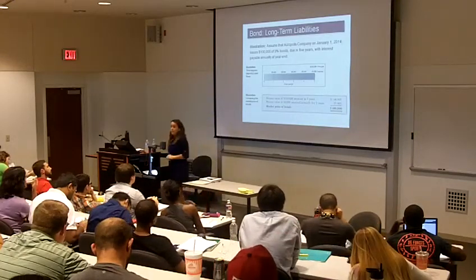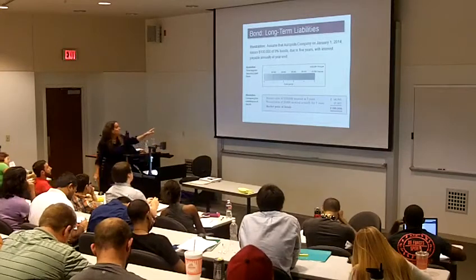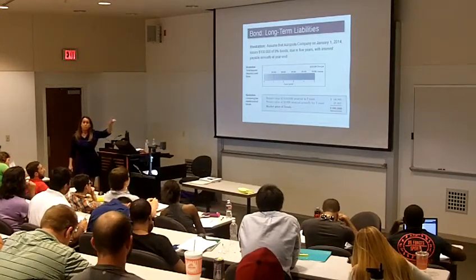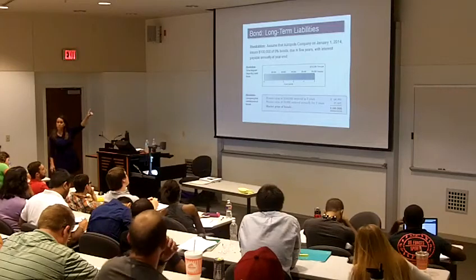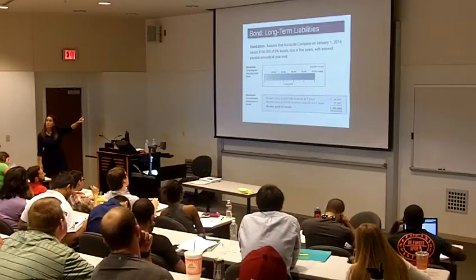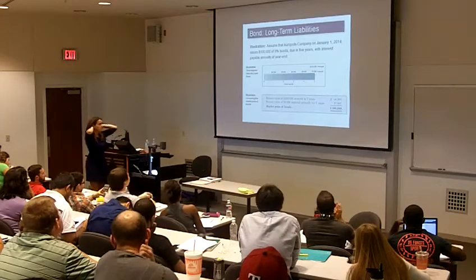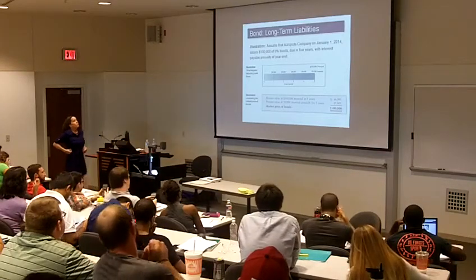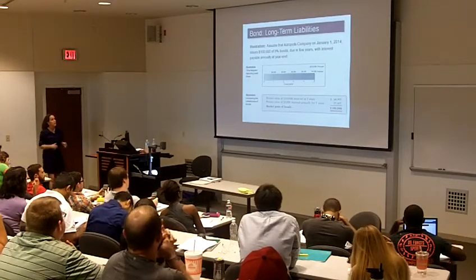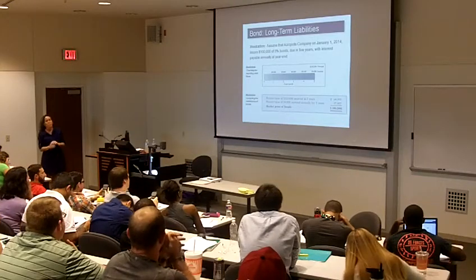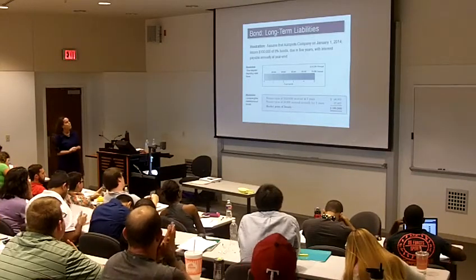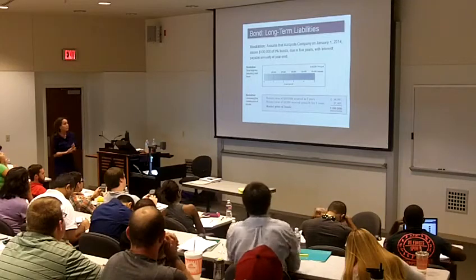The way we work bonds is we have to come up with the present value of both the principal, the face of the bond, and any future interest payments. Okay? So if we've got a bond, assume that Acropolis on January 1st, 2014 issues a $100,000 9% bond that's due in 5 years, okay, with interest payable annually at the end of the year.